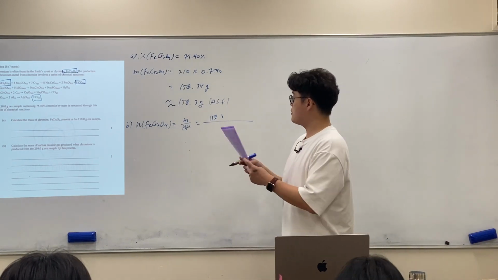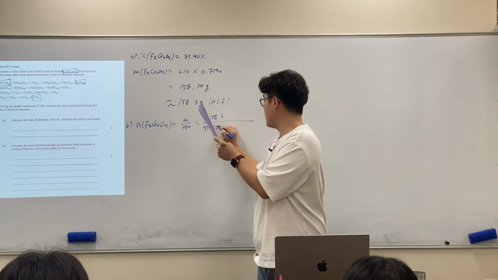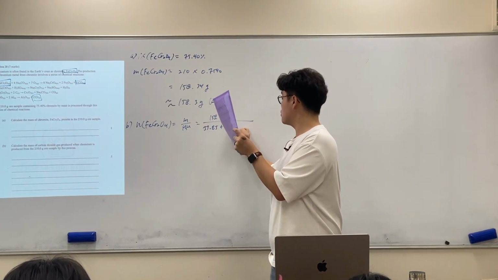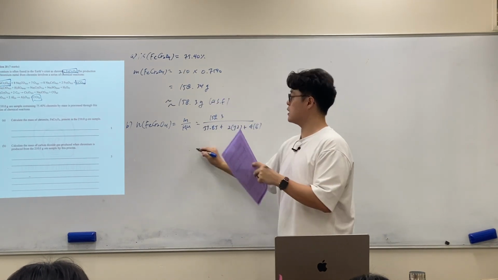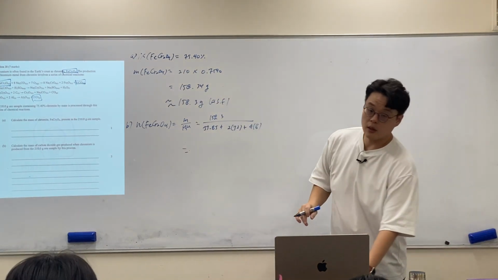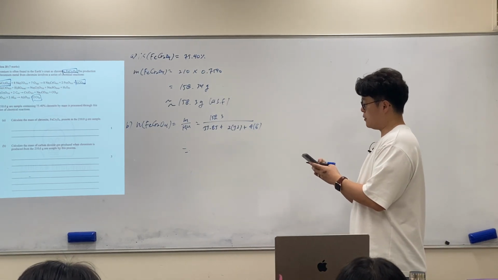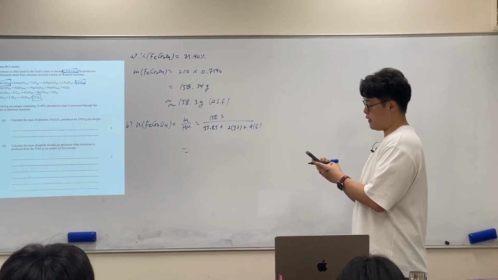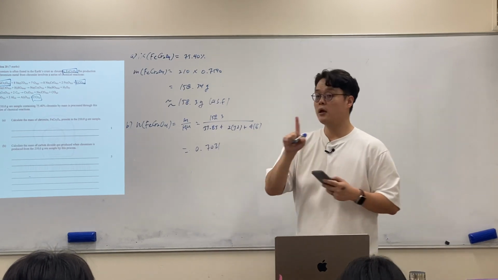adding up all the relative values we have. So iron is 55.85 plus 2 times chromium 52 plus 4 oxygens like this. If you found it correctly, then 55.85 plus 2 times 52 plus 4 times 16, and 158.3 divided by that value, you get 0.7071.